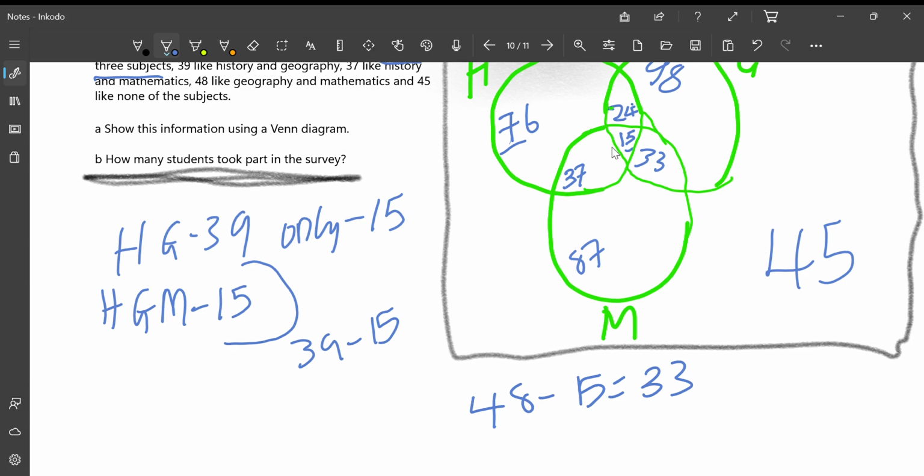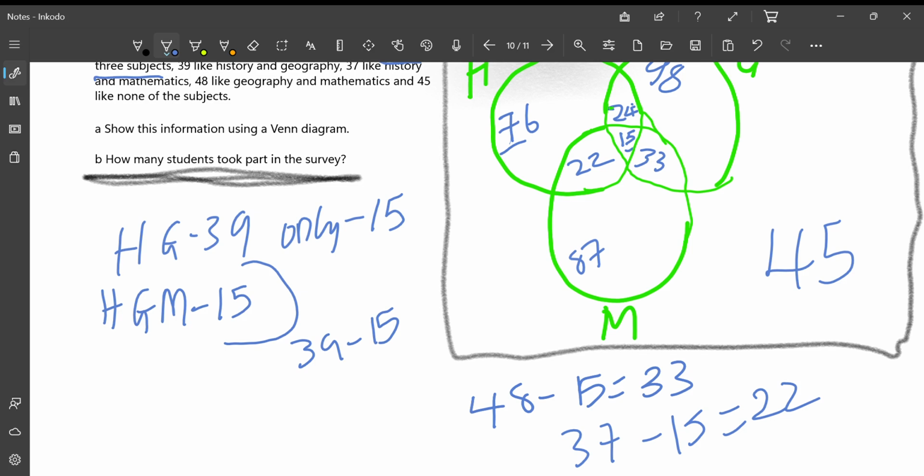All right. So the same thing applies for 37 here. I'm going to minus 15. 37 minus 15 will be 22. That tells me the number of students that do only history and maths without doing geography at all. So I'm going to remove that 37 you are seeing, and I'm going to replace it with 22 students. So at least now we have been able to represent the data more accurately.